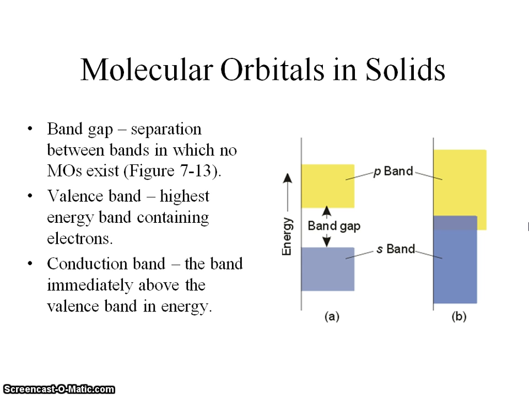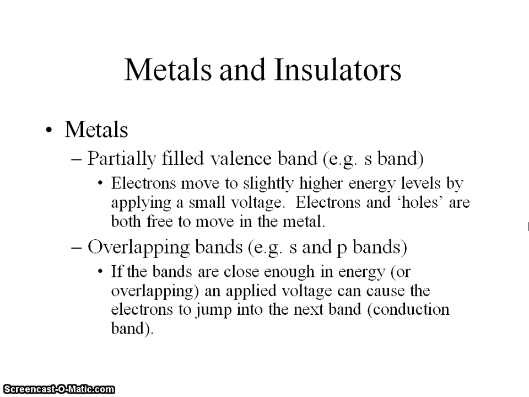Now, the band gap is the separation between bands in which no molecular orbital exists. The valence band is the highest energy band containing electrons. The conduction band is the band immediately above the valence band in energy. In a metal, there is a partially filled valence band, the s-band. Electrons move to slightly higher energy levels by applying a small voltage. Electrons and holes are both free to move in metals. With overlapping bands, such as s and p bands, or bands close enough in energy, an applied voltage can cause electrons to jump into the next band, the conduction band.